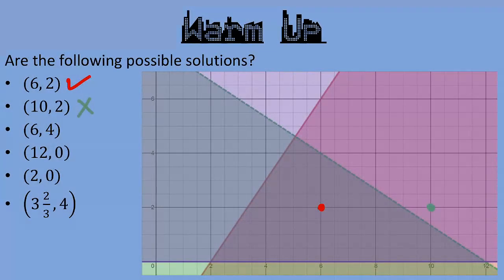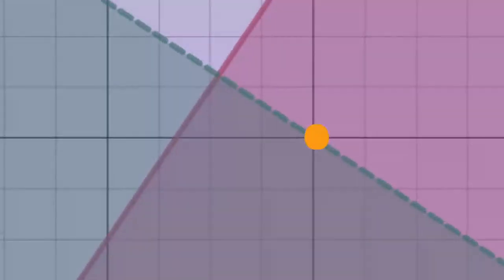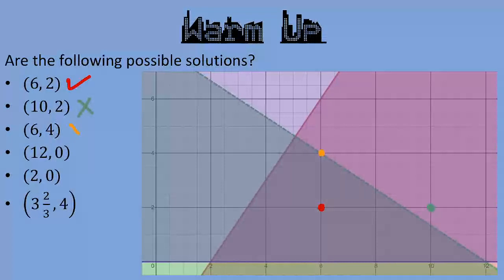(6, 4) is this point right here. And I'm going to zoom in on that because it might be confusing. Is that part of the solution set? Does anyone have an idea? Awesome, Jacob. That's exactly right. It is not part of the solution set because the dotted line is not part of it, it's not a solution. It's right on the edge.